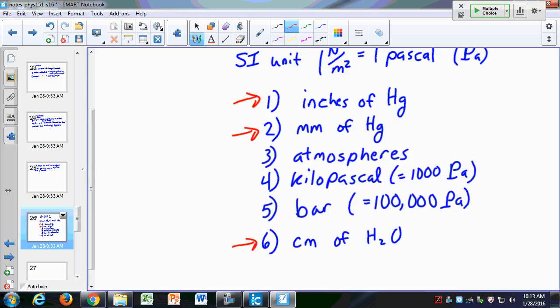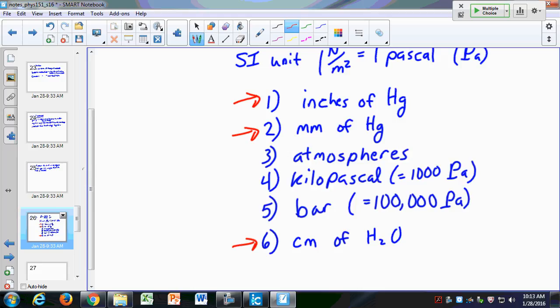This one and this one are all measurements that are similar, and we'll talk about what that means using a manometer to measure the height of a column of liquid. We'll see what that means as we go on later in this chapter. But those three are all operating by the same thing.